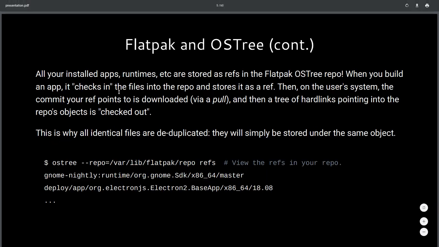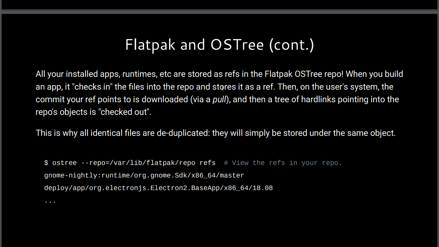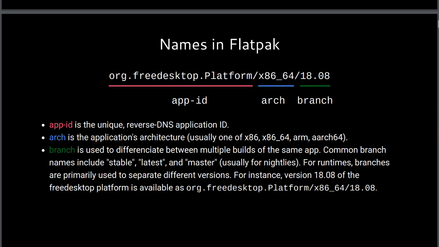And again, I mentioned this here, it checks in files. When you create a new Flatpak app, it checks them in, again Git terminology, stored as a ref pointing to this commit, and this commit is just a change where you added all the stuff in. Then Flatpak on the user system does a pull, pulls the commit, and checks out a tree of hard links. I have a bunch of example commands in the slides that will be uploaded later, so for anyone following along afterwards, you can even copy and paste stuff if you want, I guess.